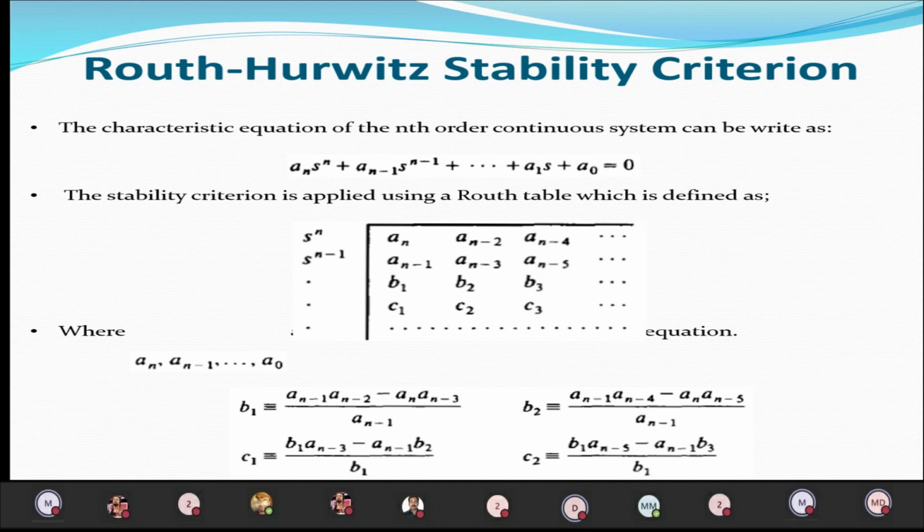Here, the order of the system is determined by the highest s power in the polynomial equation, so that gives the order of the system. The type number of the system always represents how many poles are located at the origin. The type number can vary from type 0, type 1, type 2, type 3 and type 4, like that.